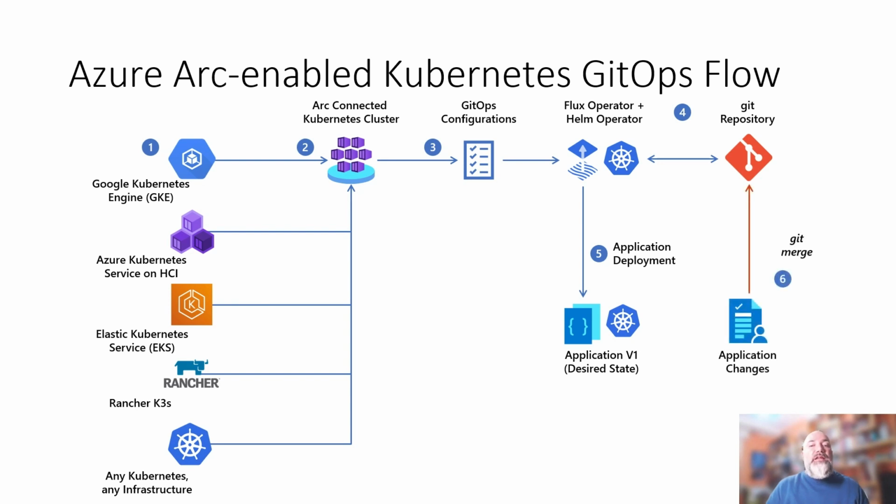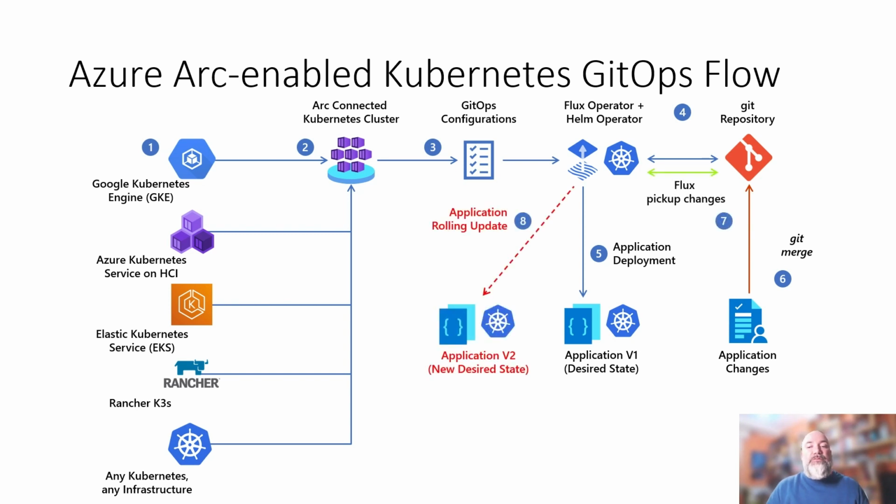When we update the application, creating a new application version and merging changes to the repository, Flux picks up the changes and the Flux operator initiates a new application version deployment on the cluster while removing the old version of application pods, resulting in a new desired state.